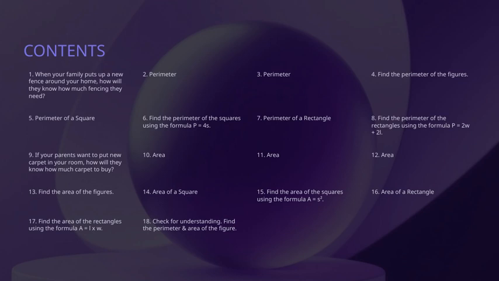We'll also cover how to find the area of different shapes, starting with squares, using the formula A equals S squared, and rectangles using A equals length times width. Throughout, we'll see how to connect perimeter and area concepts to real-life situations, like putting up fences or buying carpet. Finally, we'll check our understanding by practicing finding both the perimeter and area of different figures, ensuring we grasp these key concepts thoroughly. Remember, understanding how to measure the boundary and the space inside shapes is essential, whether you're planning a project or just solving everyday problems.